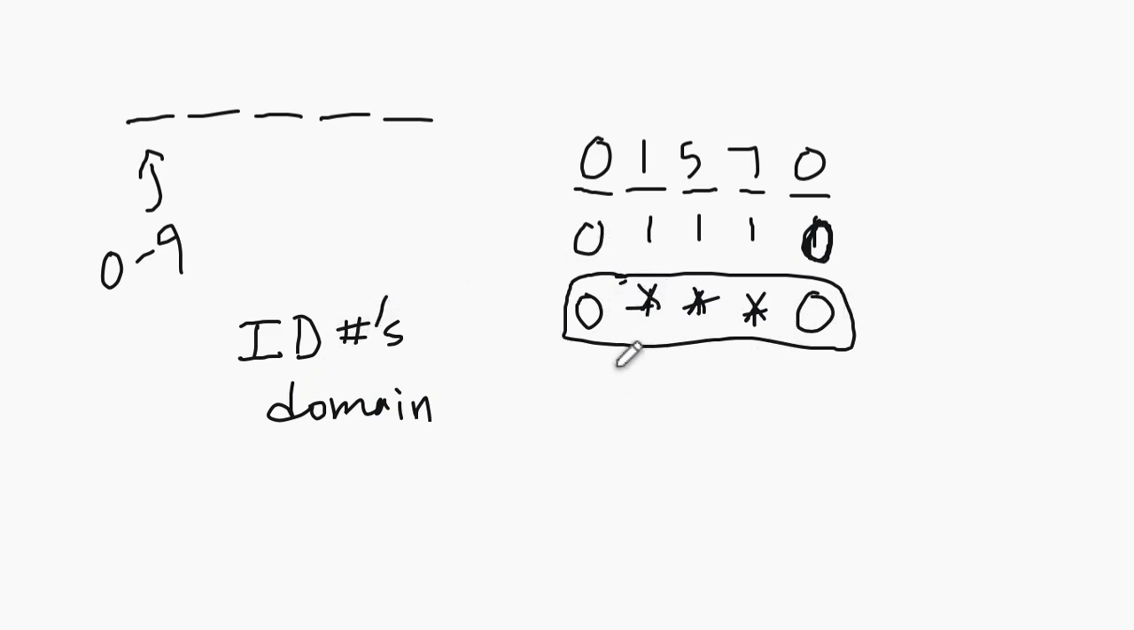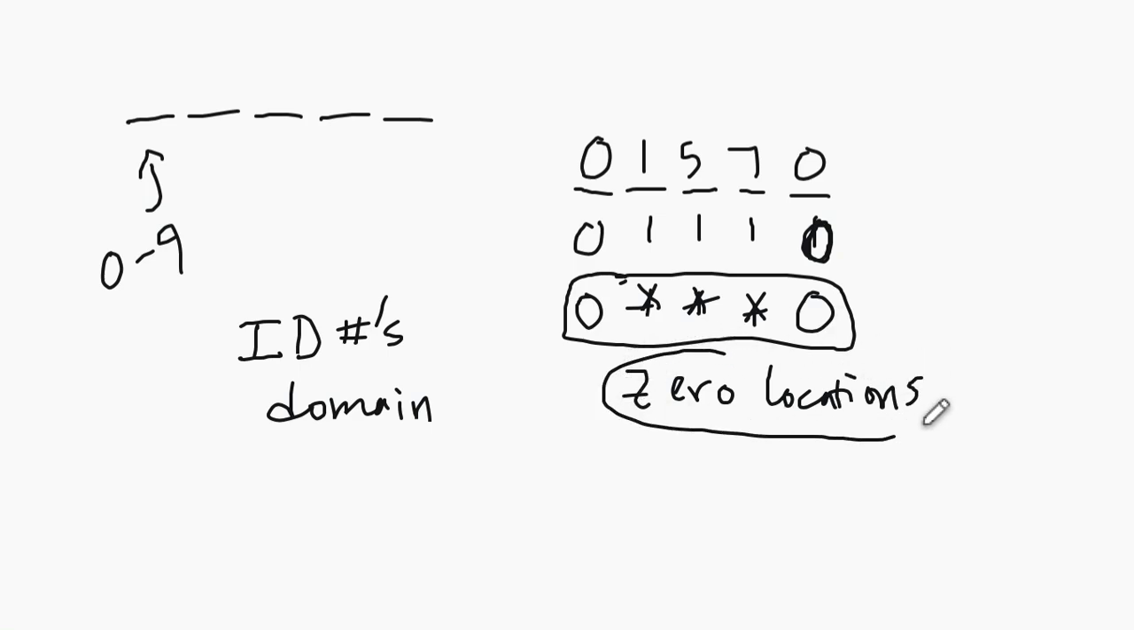So the 0 location sequence, okay, that's our codomain. And how many elements are in the codomain? Let's think about that. Every position can either be a 0 or star. There's 5 positions. It's 2 times 2 times 2 times 2 times 2, 2 to the 5th, which is 32. So the codomain has 32 elements in it.